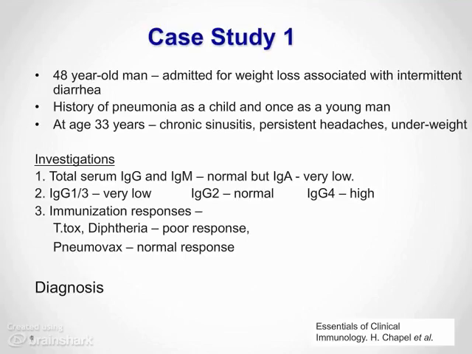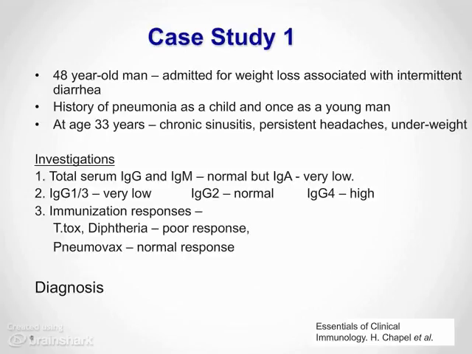To help put all of this information together, the next 3 slides are examples of cases of PID. In this case study number 1, a 48-year-old man was admitted for weight loss associated with intermittent diarrhea. He had a history of pneumonia as a child and once as a young man. At age 33, he was diagnosed with chronic sinusitis, persistent headaches, and he was underweight.